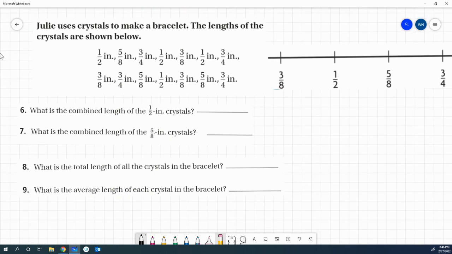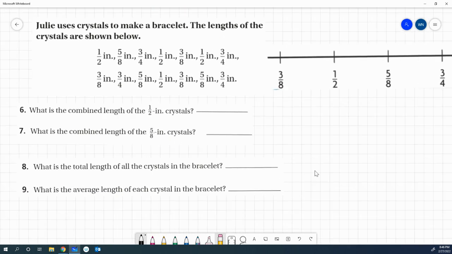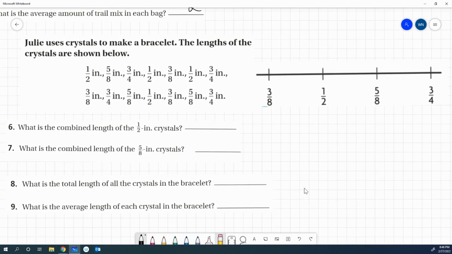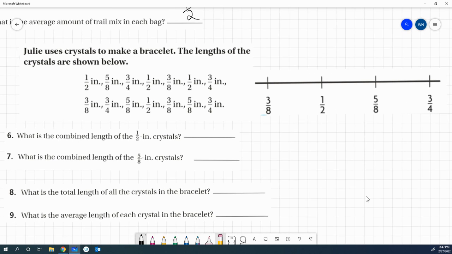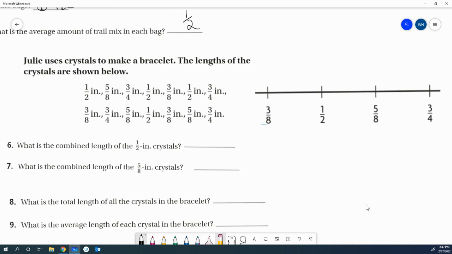I'm going to have you do some of these. This says Julie uses crystals to make a bracelet. The lengths of her crystals are shown below. So she's got all of these different lengths, and we are going to put them on our line plot. So let's start with 1/2 inch, cross it out, put an X. 5/8, cross it out, put an X. 3/4, cross it out, put an X. 1/2, cross it out, put an X. 3/8, cross it out, put an X.